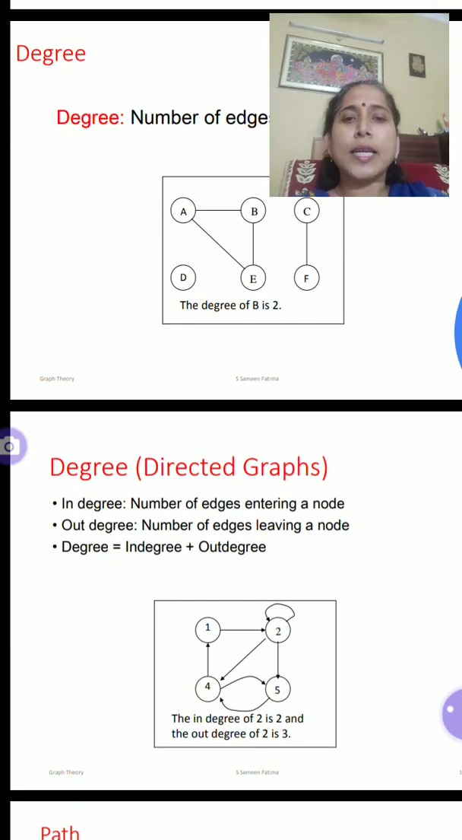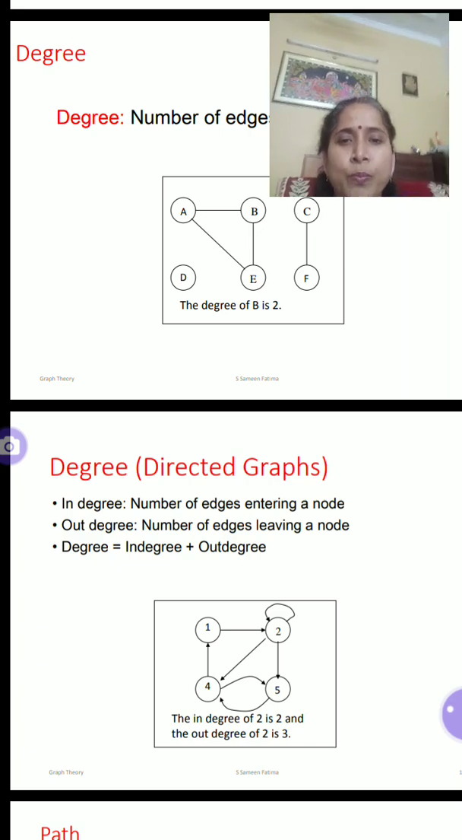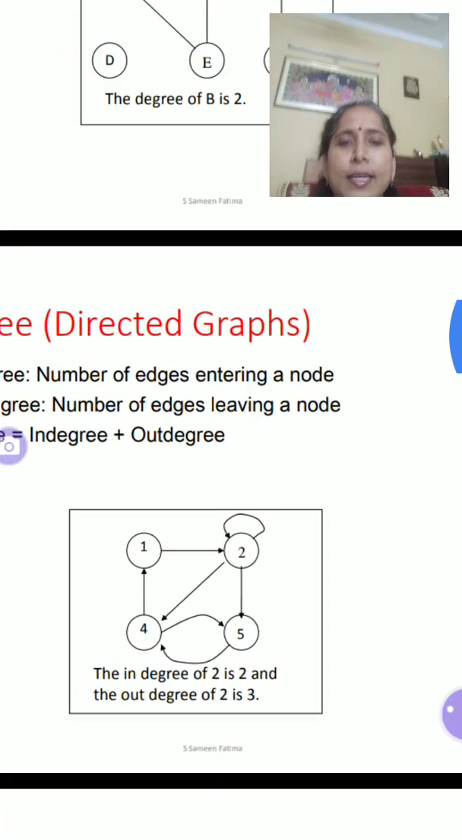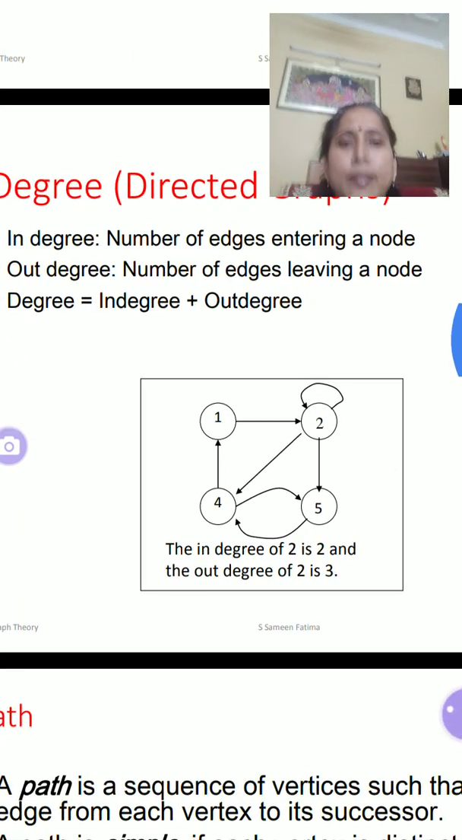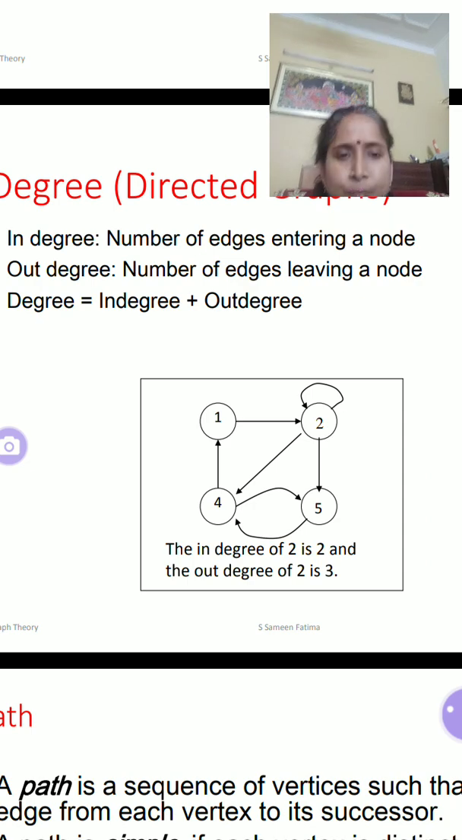When we talk about the directed graph, the degree is with respect to the arrows. Now there is an in degree and an out degree. So total degree is equal to in degree plus out degree. Here in this directed graph, for vertex 2, how many edges are coming in? How many arrowheads are there on it? There are two arrowheads you can see, so the in degree is 2. Similarly, at vertex 2 there are two outgoing tails of an arrow, so the out degree is also 2.